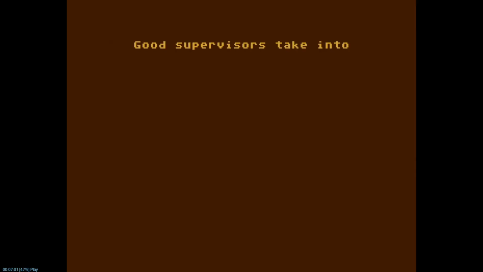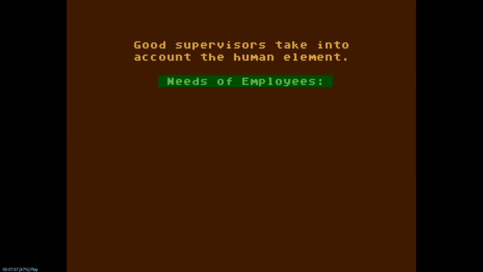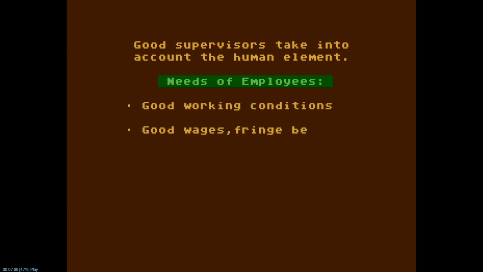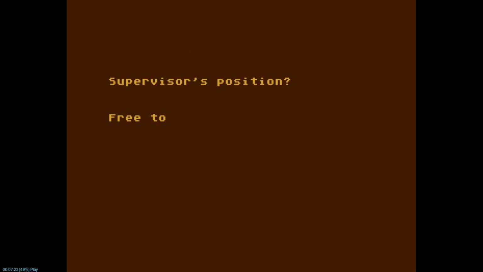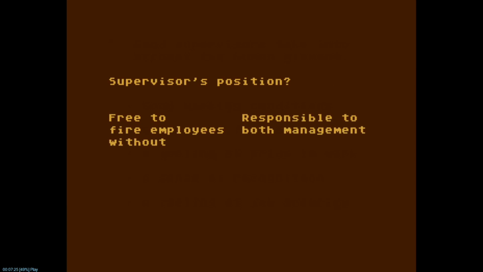Correct. Good supervisors take into account the human element of production. They must be aware to a certain extent of the needs of employees. These needs include not only good working conditions, good wages, and fringe benefits, but also various personal needs. Some of these are a feeling of pride in one's work, a sense of recognition for good performance, and a feeling of job security. Which is a more accurate description of a supervisor's position?